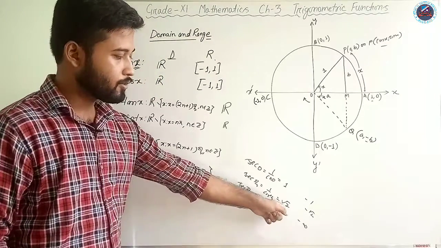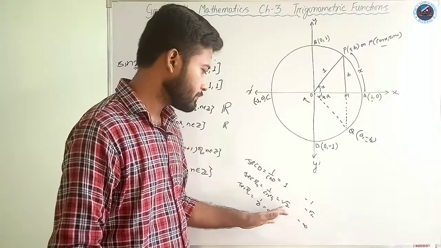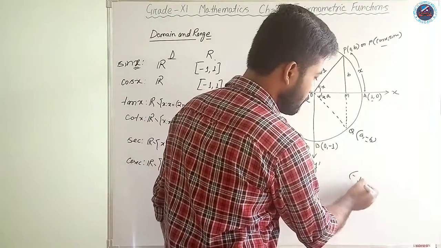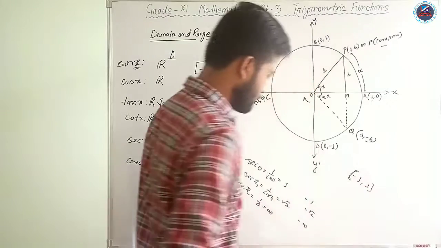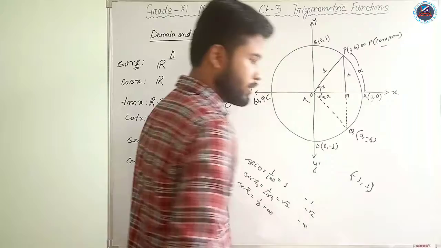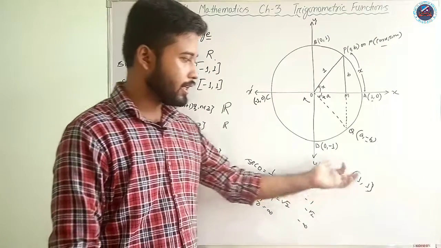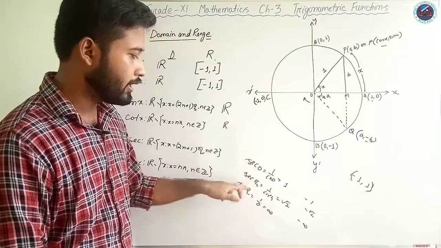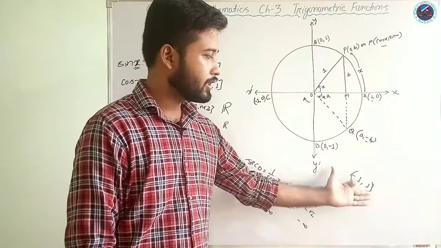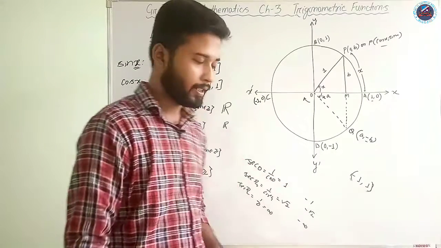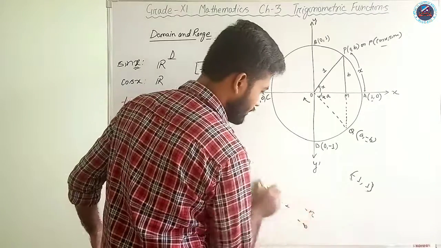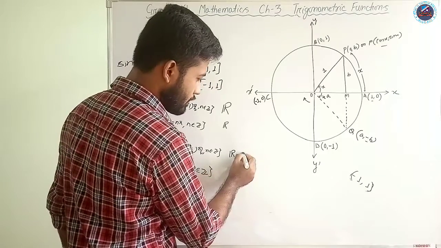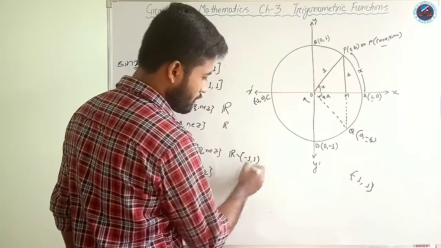But you can see that the value of root 2 is more than 1, isn't it? 1 point something. So sec does not take any values in the open interval minus 1 to 1. That means whatever value of sec you take in the domain, the range will be all the real numbers except this open interval. Fine. So what can I write? The range will be the set of real numbers except the open interval minus 1, 1.